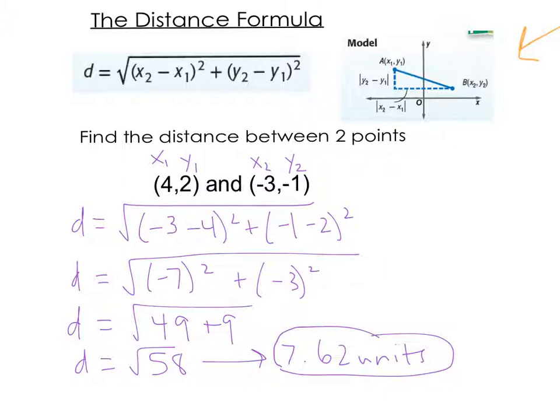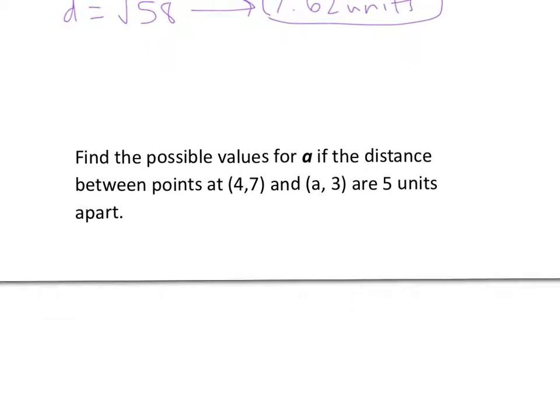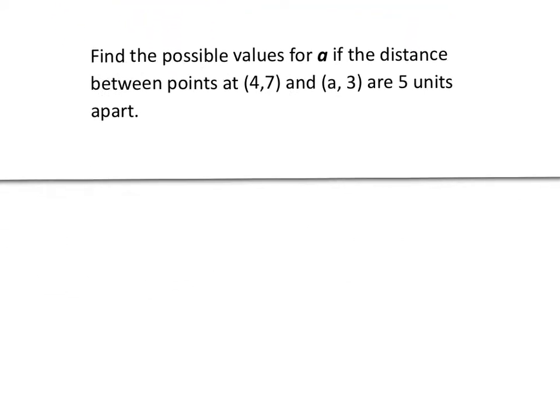Now let's look at a different example. Now let's go ahead and take a look at the second example here, where it says find the possible values for A if the distance between points at 4, 7 and A, 3 are 5 units apart. So a little bit different than the last example where we just had to plug in the coordinates that we were given and find the distance between the two.